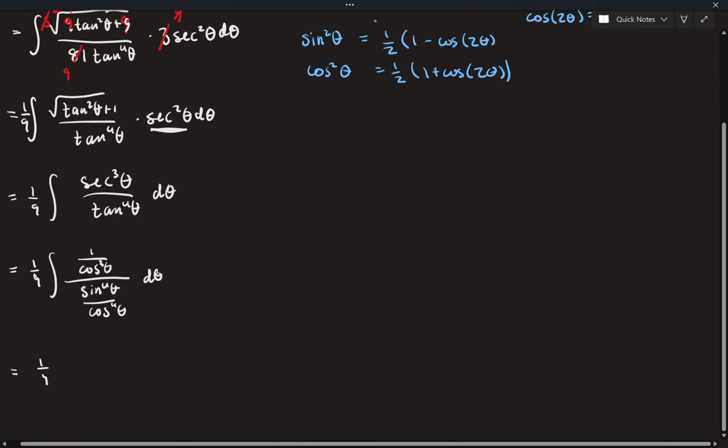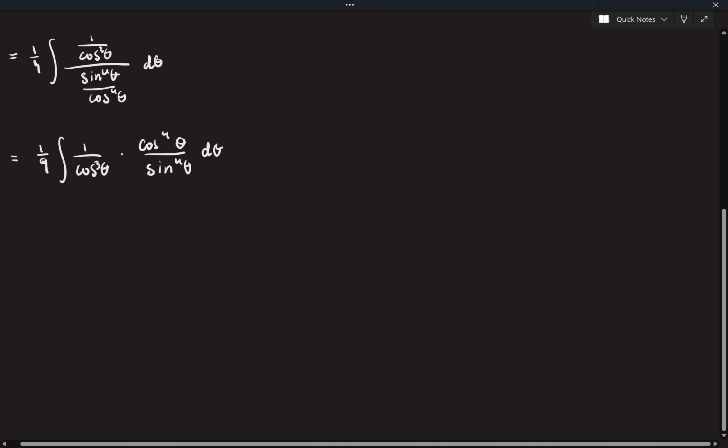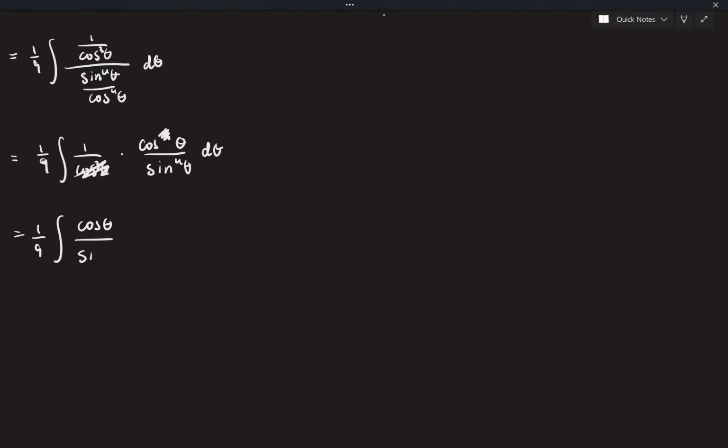Once I do that, I get 1/9, 1 over cosine cubed times cosine to the fourth over sine to the fourth. Here's my d theta. Then I see these 3 cancel. I'm just left with 1 up here. Now I've got cosine over sine to the fourth. And this is exactly what I'm wanting for a u sub. If I let u equal sine theta, then cosine theta d theta just becomes du.